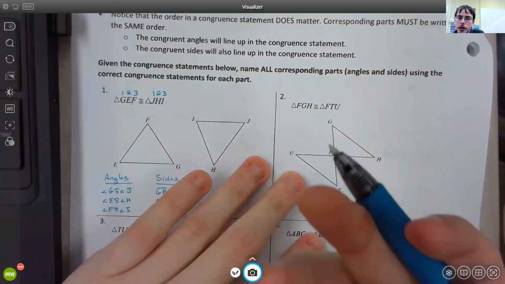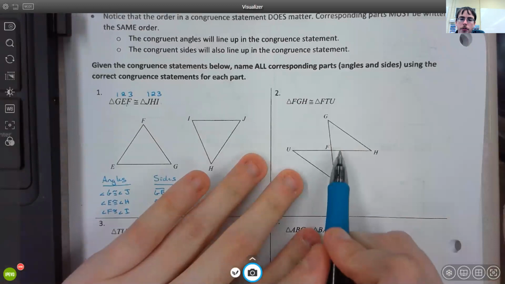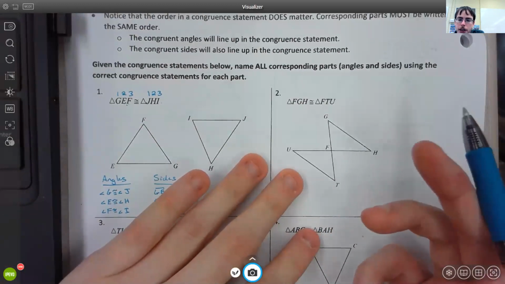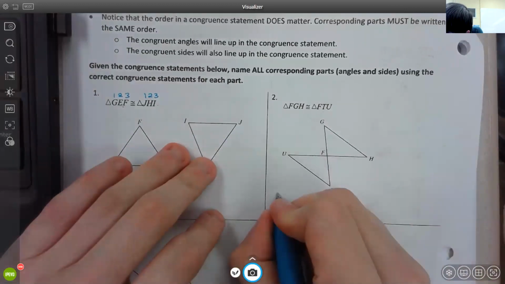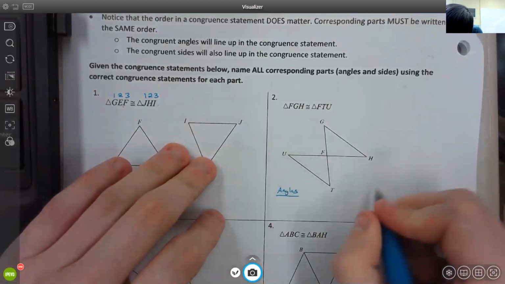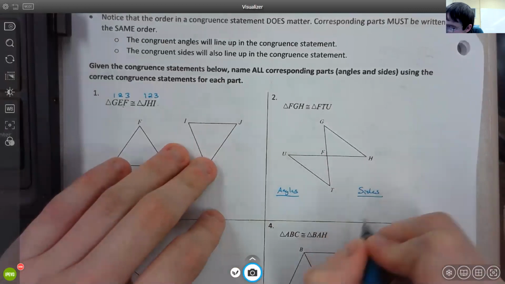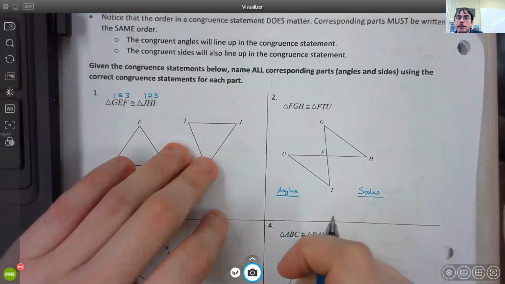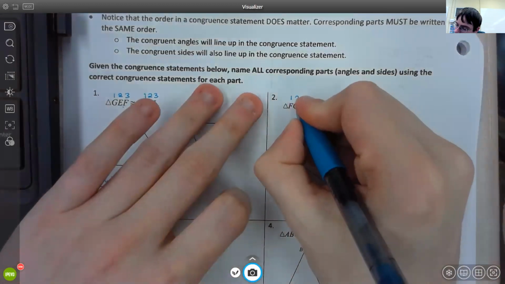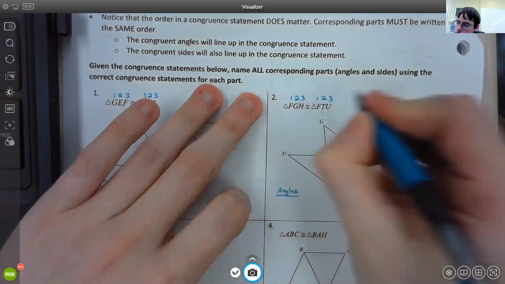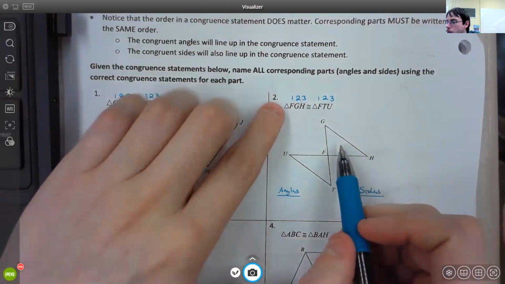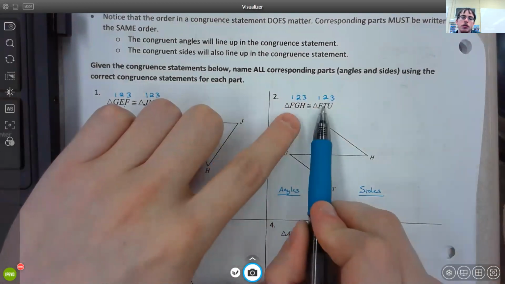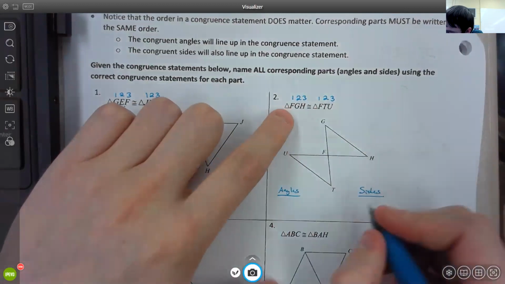Now number 2 is going to be a little bit unique because it has some connections here between the two triangles. So let's look and see how that affects things. We're going to be doing the angles and the sides, just like normal. I'm going to go ahead and do the sides. If it helps, order or list your order here. So the sides, FG is in positions 1 and 2. FT is in positions 1 and 2 for the other.